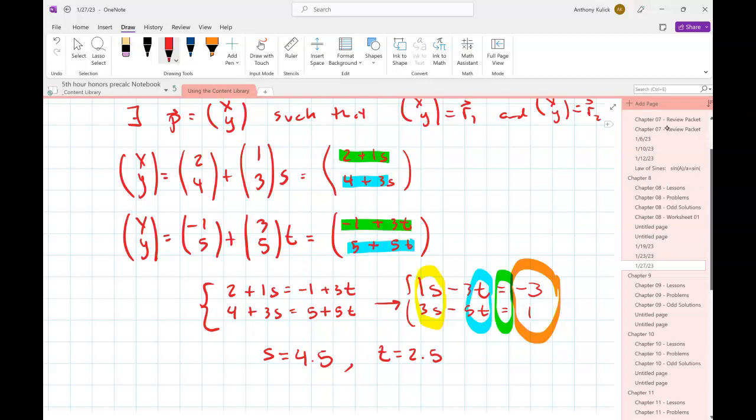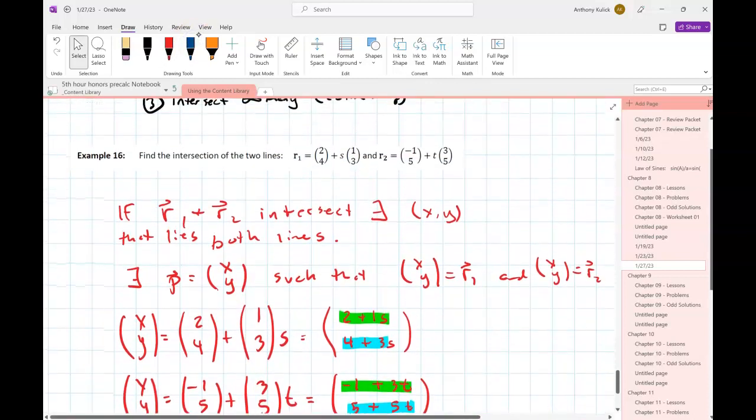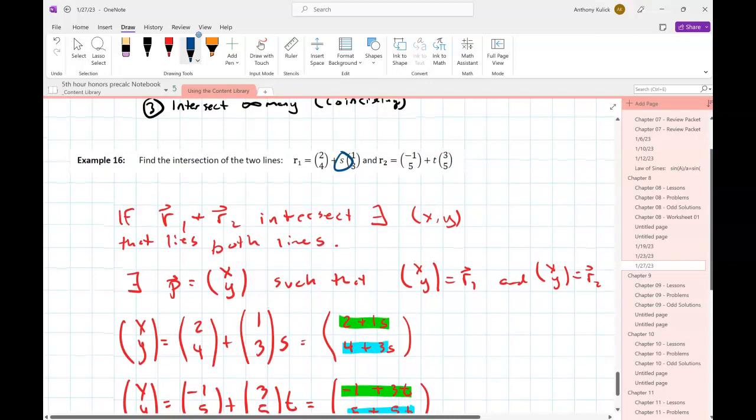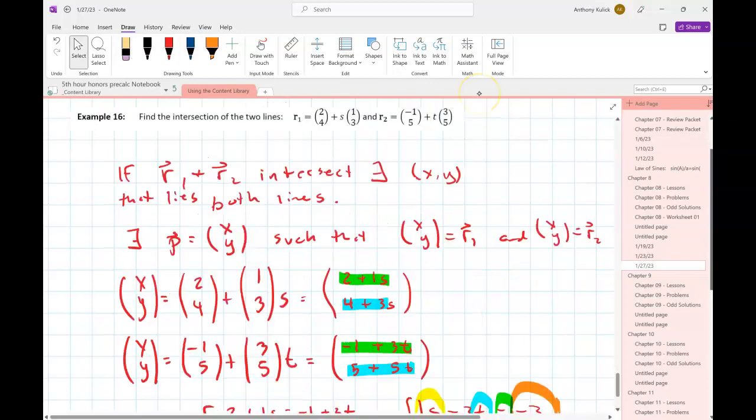Wrong. What I found here is if I go back and I plug in the S value of 4.5 or the T value of 2.5 into my vector line equations, I should get the same vector output, which would be the point of intersection. So I have one final step.